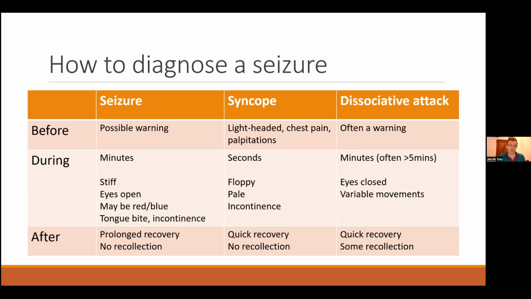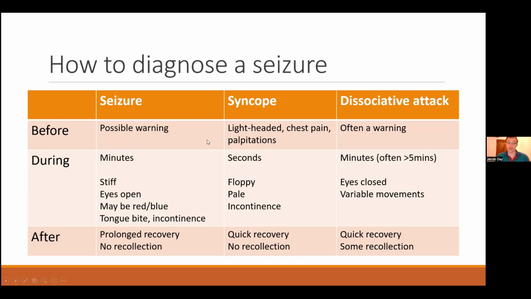So in terms of diagnosing a seizure and taking the history, this is a very brief schematic table about the typical features that are happening before, during, and after an event, according to whether it's a seizure, and then what I think are the main two differentials, which are syncope, so lack of blood flow to the brain, causing a faint, or a dissociative attack, also known as a non-epileptic attack, or a pseudo seizure.